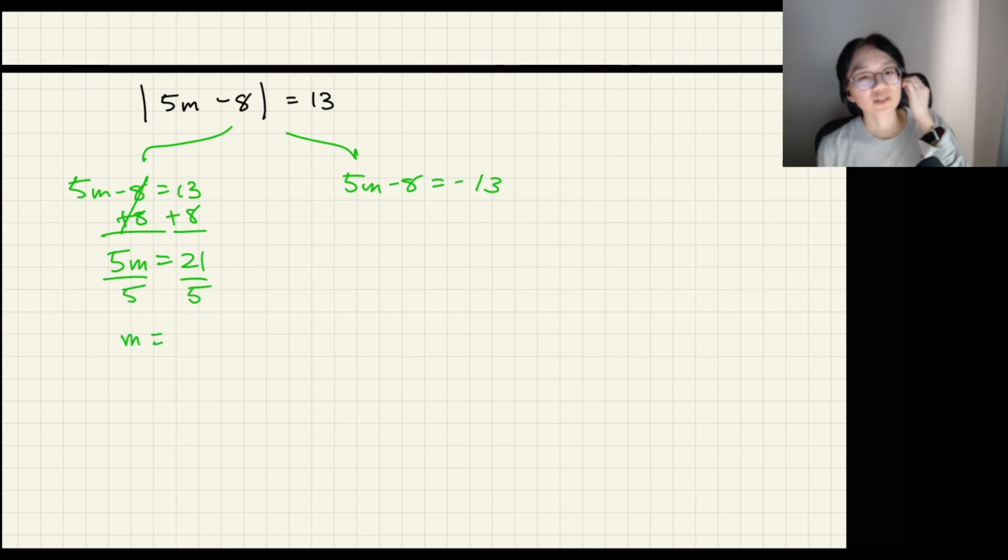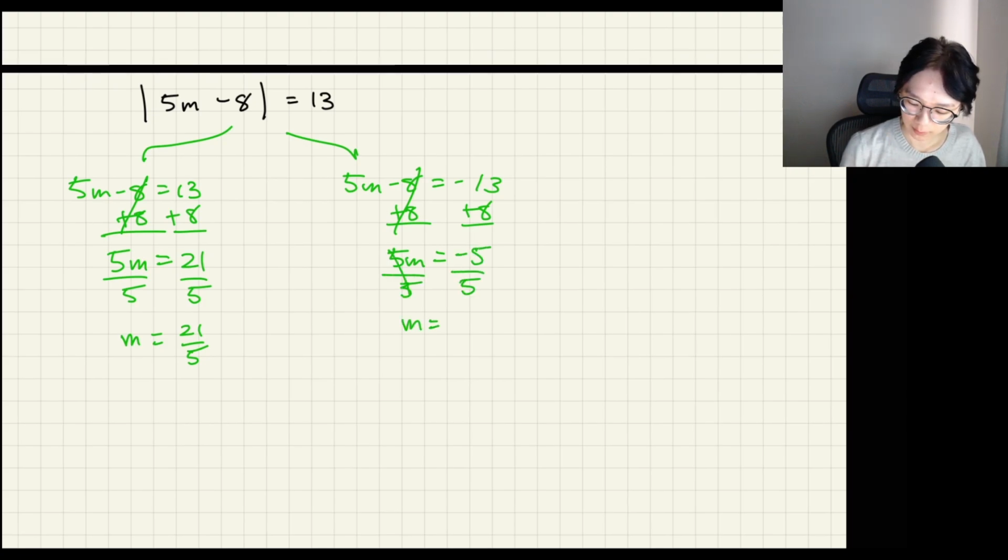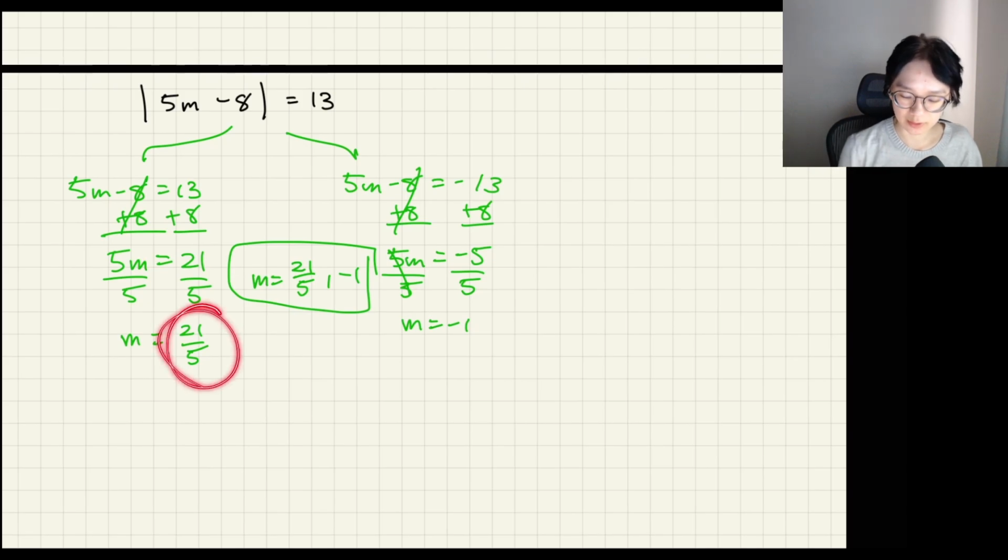5 doesn't go into 21 evenly, and that's okay. You can just leave it like that as a fraction. It can't be simplified any further either, so just leave it like that. Over here, plus 8, plus 8. 5m equals negative 13 plus 8, which is negative 5. Divide by 5. M equals negative 1. So m equals 21 over 5, comma negative 1. If you're in my class, keep things as a simplified fraction.